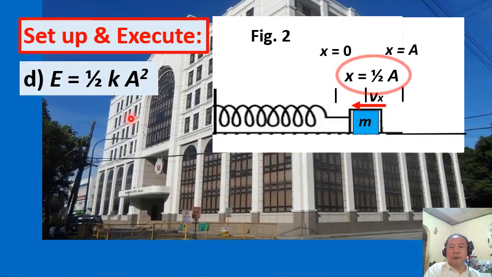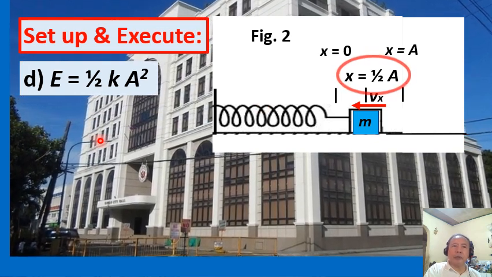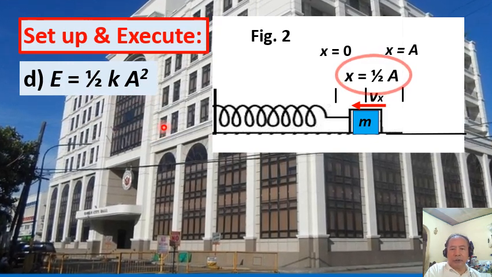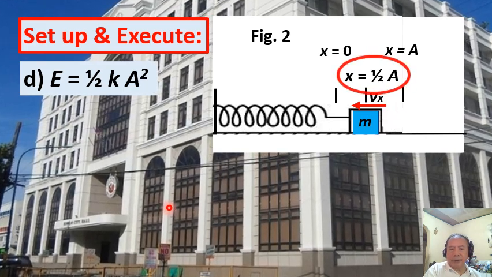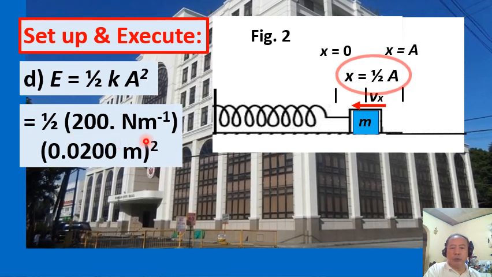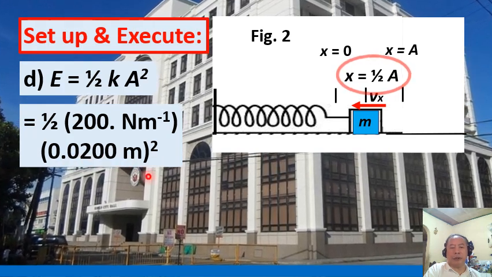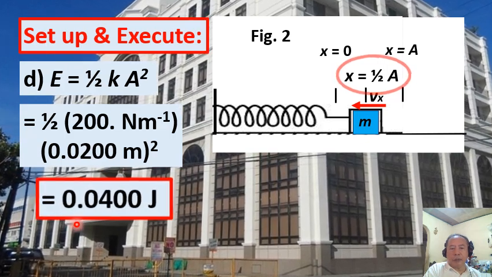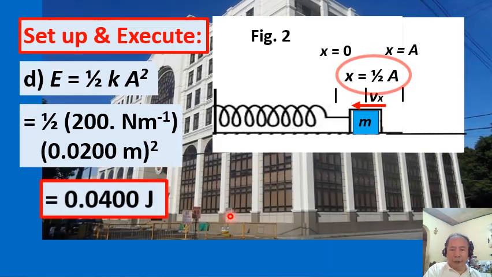All right, so in computing for the total mechanical energy, we just use the formula for finding the maximum elastic potential energy, which is 1/2 k x squared, where x, of course, is equal to the amplitude A. That is, capital E is equal to 1/2 multiplied by 200 point newton per meter and multiplied also by the square of the amplitude 0.0200 meters, which simplifies to 0.0400 joules in three significant figures.